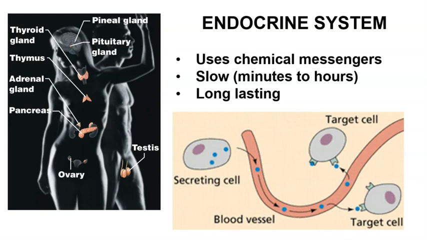However, once the target cells receive the hormone signal and then are stimulated or activated by it, the endocrine system effects are much longer lasting than the nervous system because of the way that the chemical messengers, the hormones, are received and then activate the cells that they're designed to activate.